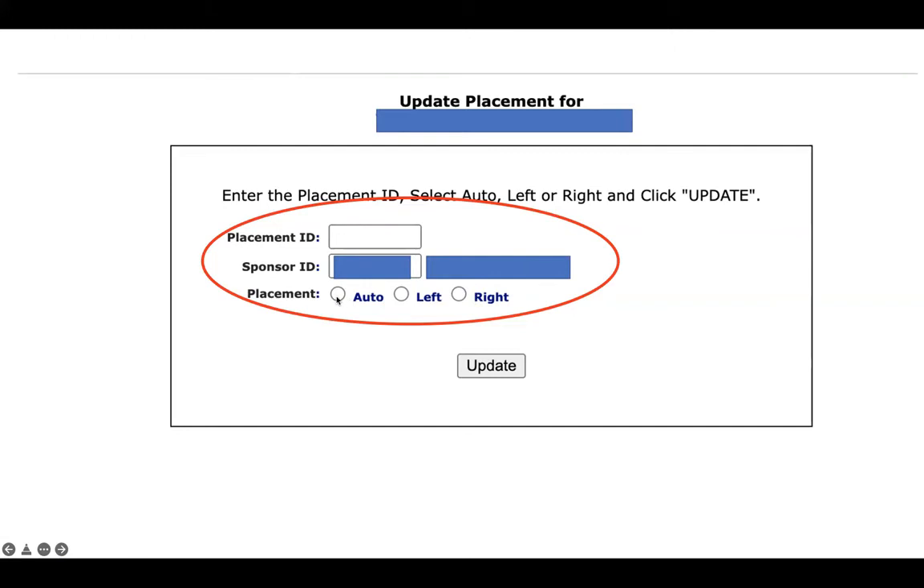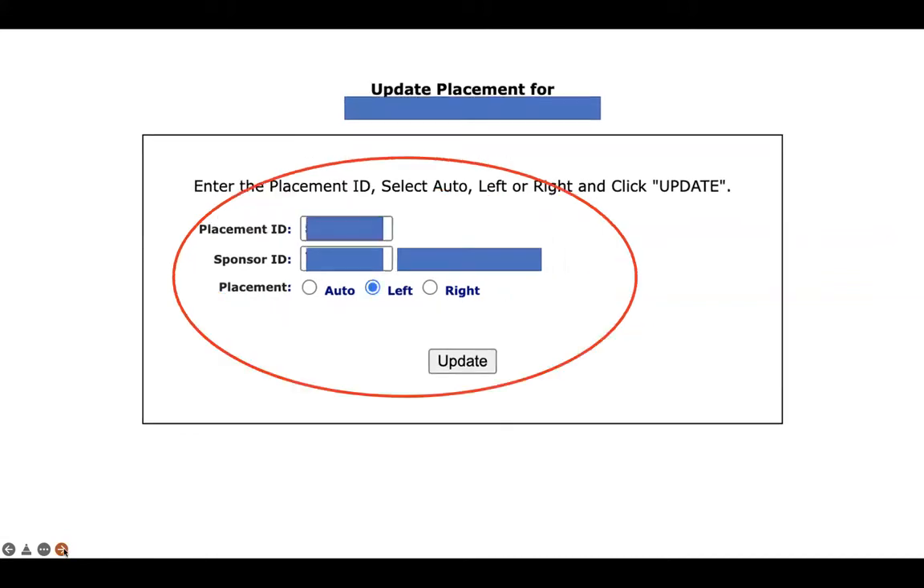I never select auto. I like to control where people are placed in my binary based upon the volume in my left leg or my right leg. So you select left or right. Once you do that, you select update. Okay, then once you select update, I'm walking you through what it looks like.